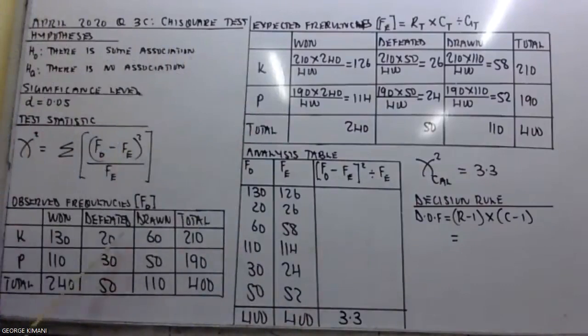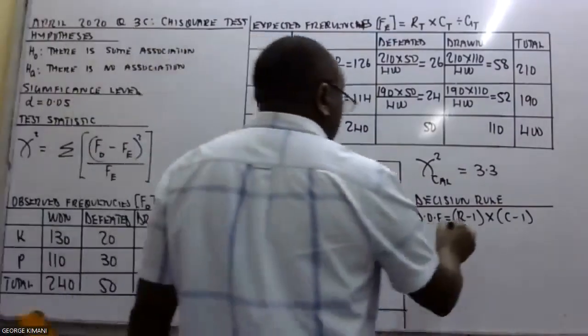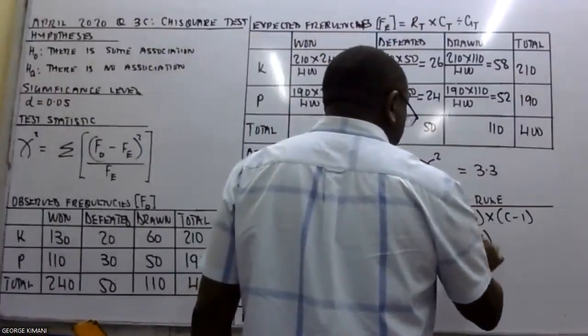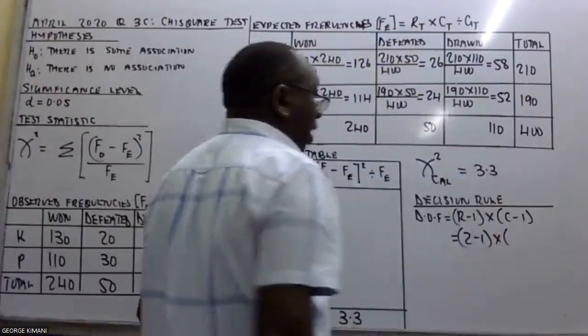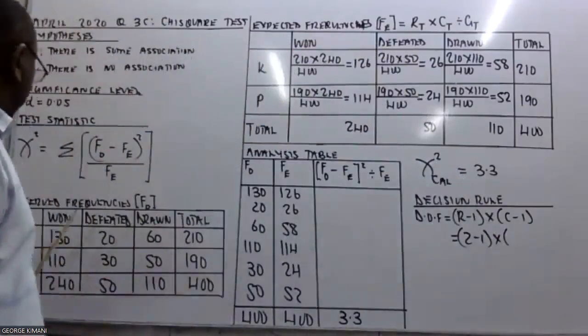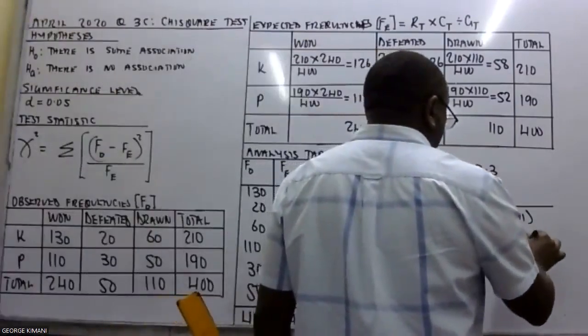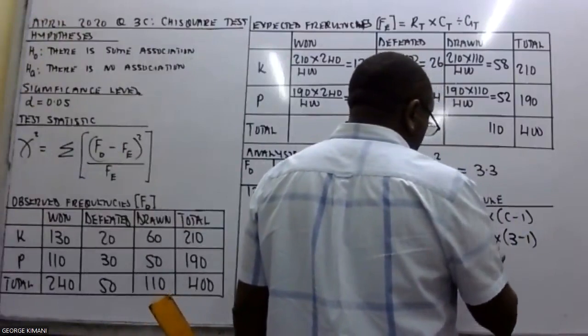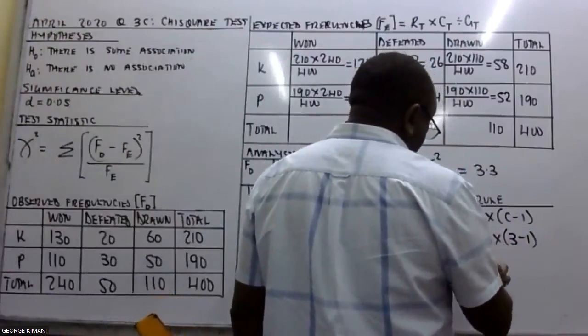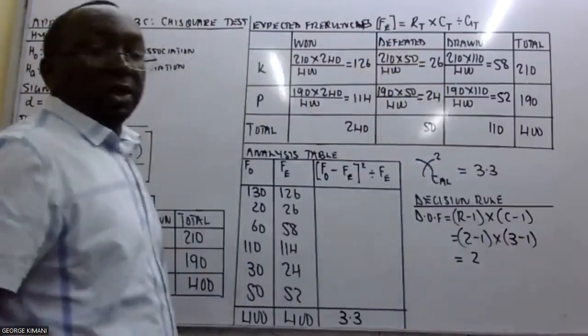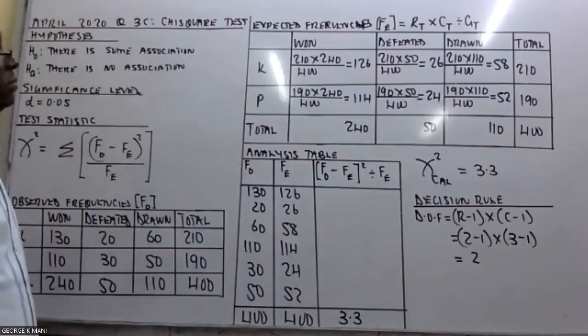Unarudi kwa hii table tumekuwa nazo. They have 2 rows. So this is 2 minus 1. And the columns are 3. There is 1, 2, 3. So 3 minus 1. So this is 1 times 2. That is 2. Those are the degrees of freedom.